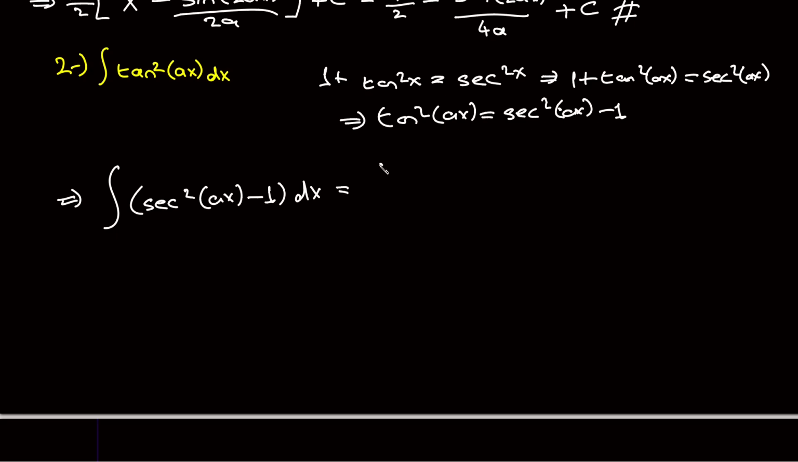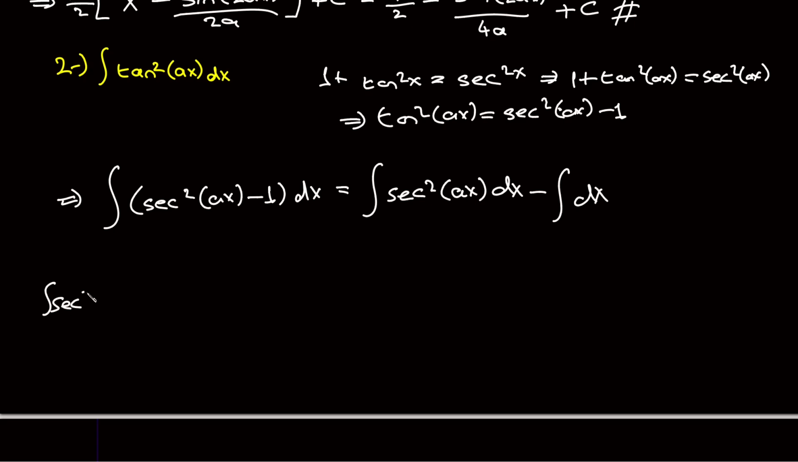Separate this into two different integrals. The integral of secant squared of ax dx minus the integral of dx. Again, I have to ask myself the question, what is the integral of secant squared of ax?